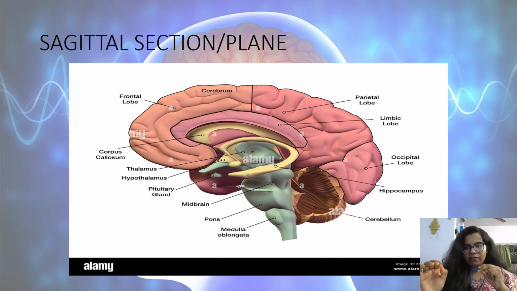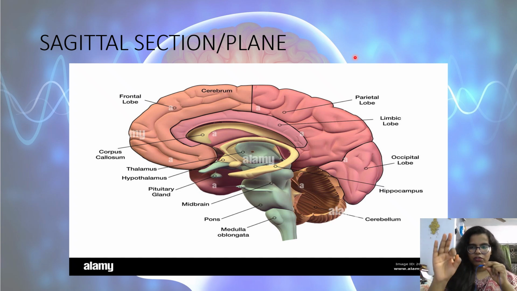Now we have the sagittal section to learn about. The sagittal section is, if you cut me in half, what are all the components you can see from the brain side. So we have the three parts of the brain that are visible: the forebrain, midbrain, and the hindbrain.